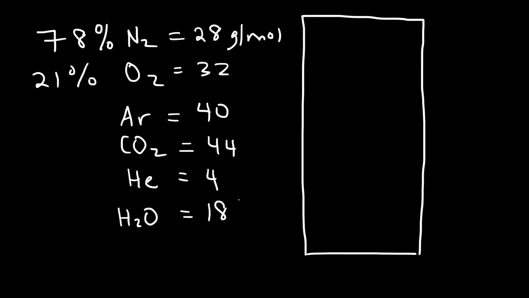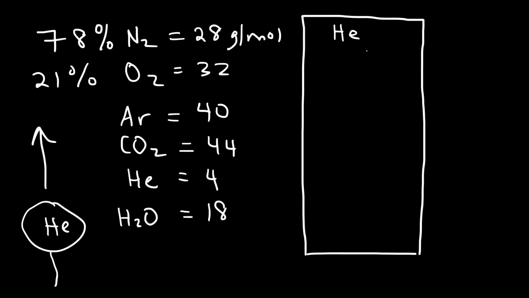So if you ever put helium inside a balloon, you'll know that the helium balloon tends to rise. It tends to go up. And so helium tends to rise to the top of the atmosphere because it's a lighter gas. Heavy gases like carbon dioxide and argon tend to sink to the bottom.